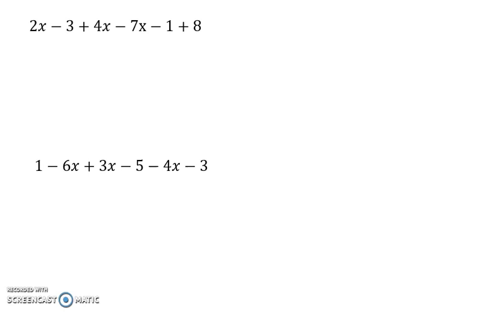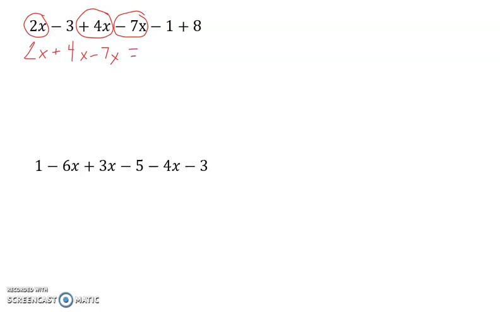So I like to start at the beginning. I see this 2x, so I'm going to search my expression for any other terms that just have x. Okay, so negative 3, nope, it doesn't have x, but then I have this positive 4x. Notice I'm circling the sign that's in front of it. Signs are important. Then I have this negative 7x, and I don't see any other x's. Negative 1 and 8 don't have an x on them. So I know I have 2x plus 4x minus 7x.